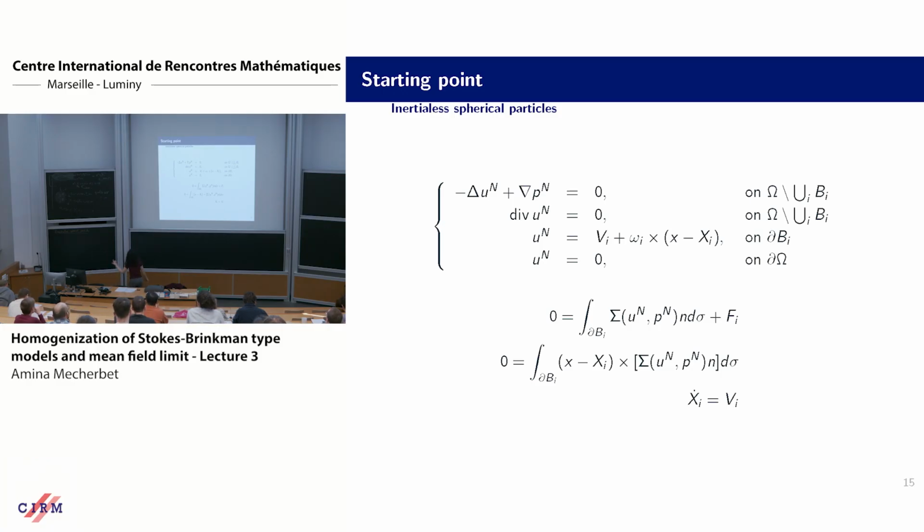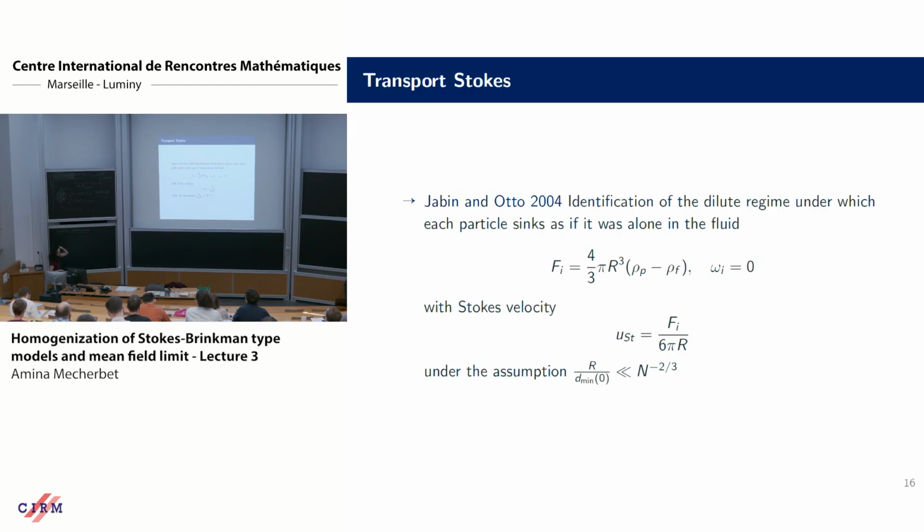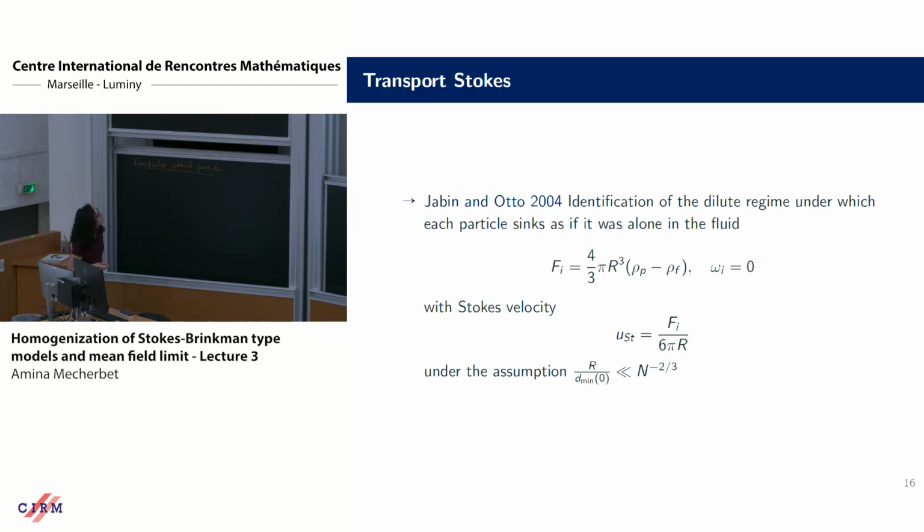So here I wrote down again the same model. The first result, I will just consider the case where the domain is the whole space. The first result is due to Pierre-Emmanuel Jabin and Felix Otto in 2004, where they identify a regime on the separation between the particles so that each one will sink in the fluid as if it was alone. So the particles don't see each other, there is no interaction between them. This means that each one will fall with the Stokes velocity, right?